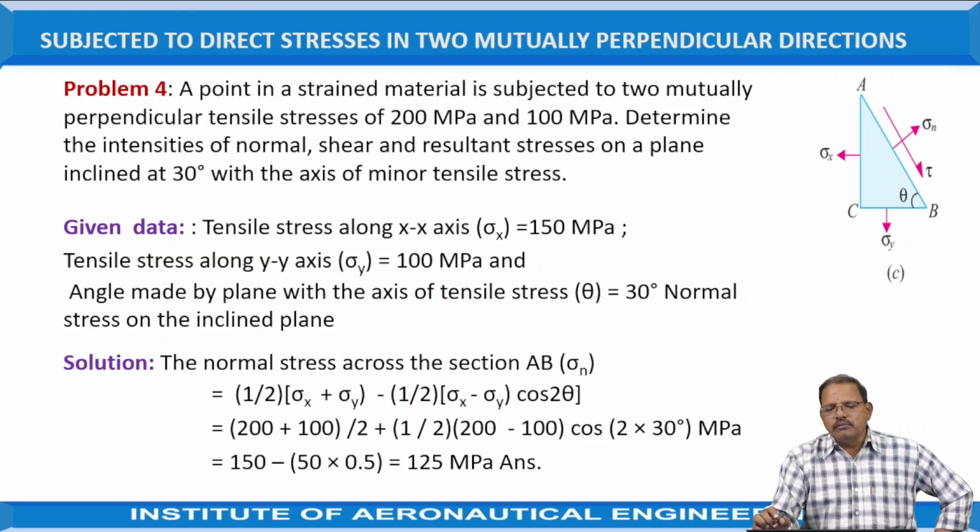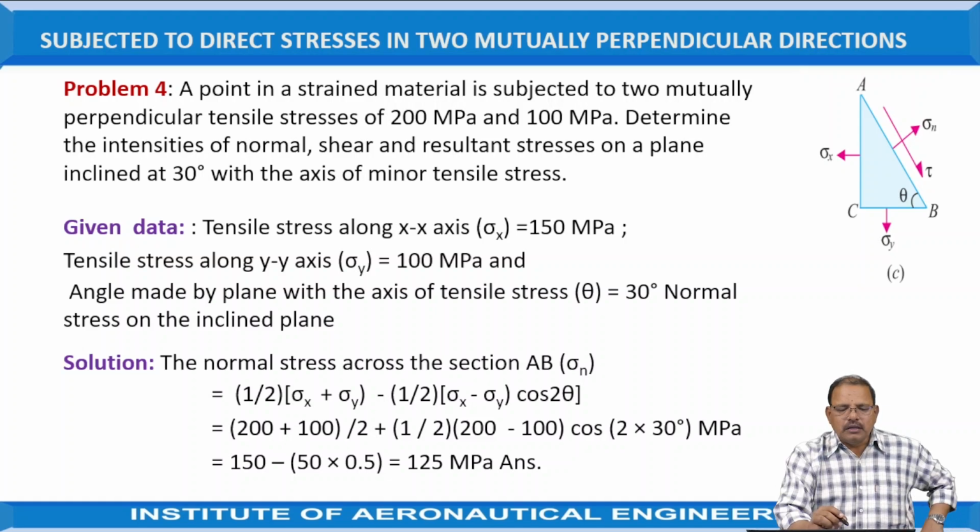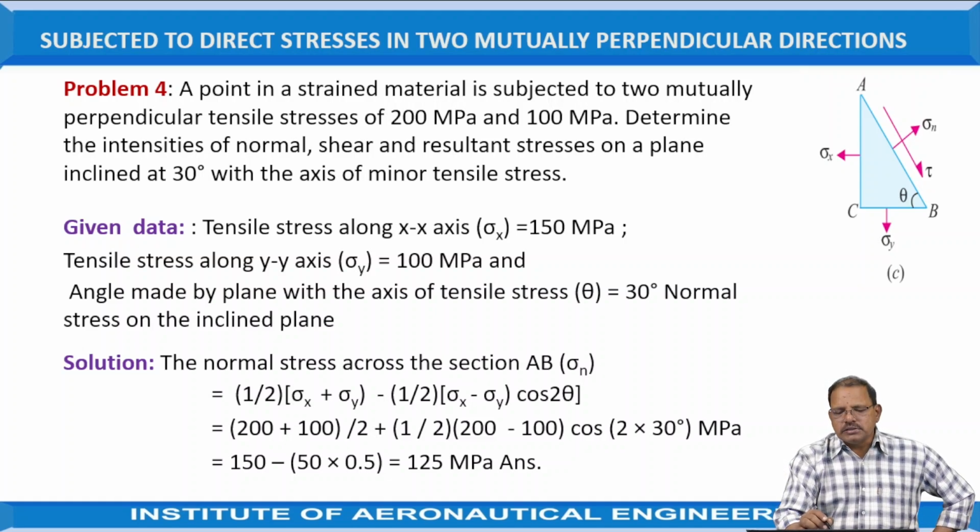A point in a strained material is subjected to two mutually perpendicular tensile stresses of 200 megapascal and 100 megapascal. Determine the intensities of normal, shear, and resultant stresses on a plane inclined at 30 degrees with the minor tensile stress. Here the given data in the problem is the tensile stress along the x direction, also known as the major axis, equal to 150 megapascal. Similarly, the tensile stress along the y direction is equal to 100 megapascal.